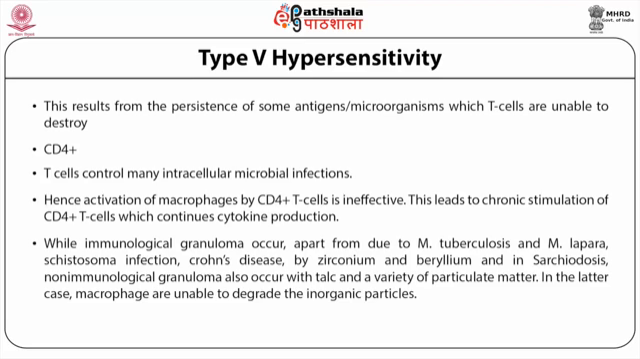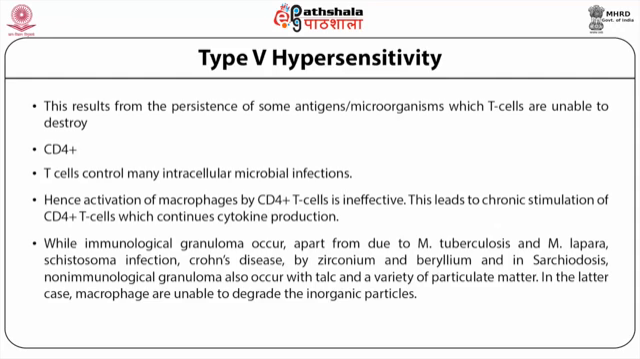Immunological granulomas occur due to M. tuberculosis and M. leprae, schistosoma infection, Crohn's disease, zirconium and beryllium exposure, and in sarcoidosis. Non-immunological granulomas also occur with talc and a variety of particulate matter. In the latter case, macrophages are unable to degrade the inorganic particle. These granulomas are characterized by the absence of lymphocytes in the lesion.